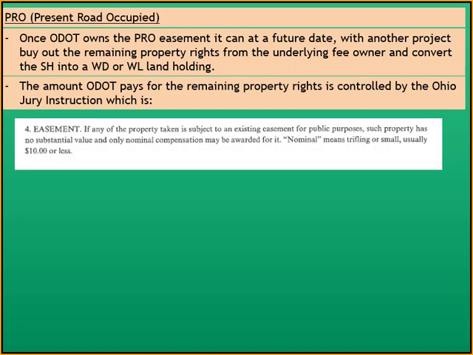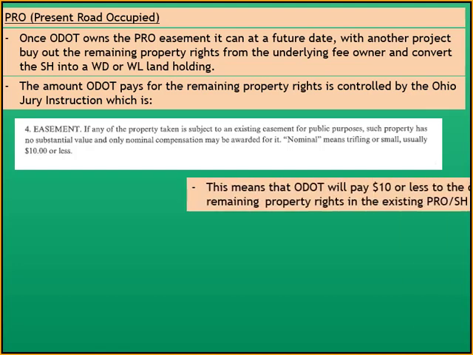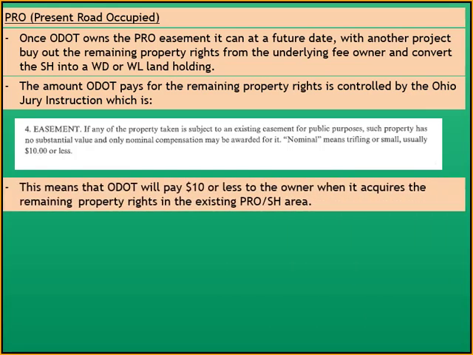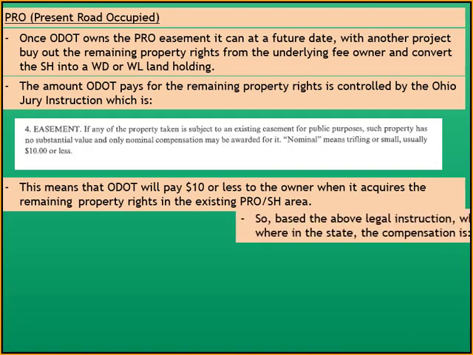And this is the instruction from Ohio jury. If any of the property taken is subject to an existing easement for public purposes, such property has no substantial value and only nominal compensation will be awarded for it. Nominal means trifling or small, usually $10 or less. That means that ODOT's going to pay $10 or less to the owner when it acquires the remaining property rights in the existing PRO or SH area.